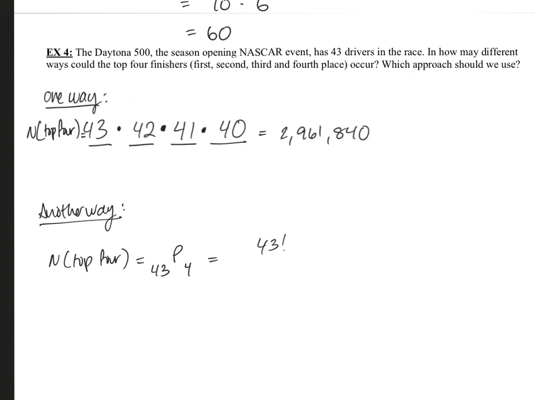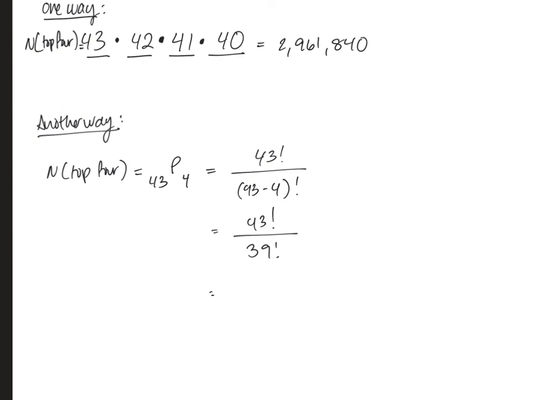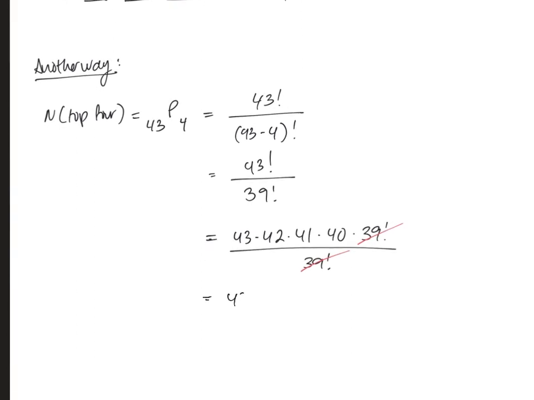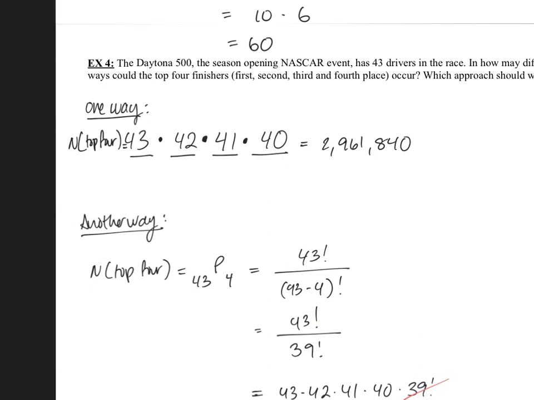So then we would get 43 factorial all over (43 minus 4) factorial, which is going to be 43 factorial over 39 factorial. And that would leave us with 43 times 42 times 41 times 40 times 39 factorial all over 39 factorial. Cancel these values out, and we're left with 43 times 42 times 41 times 40, which equals the exact same thing we got from the other way we did it. So sometimes there are different methods for getting the right answer.